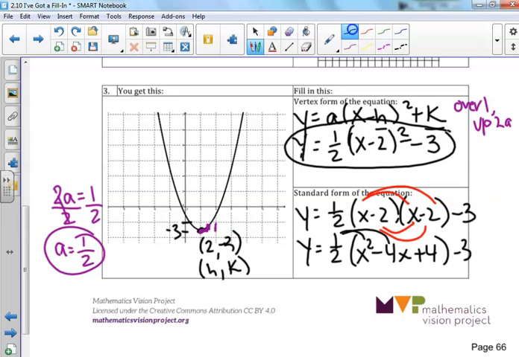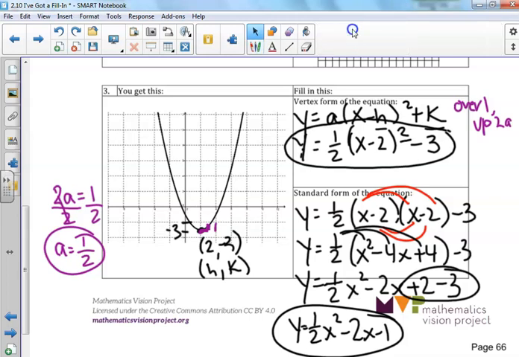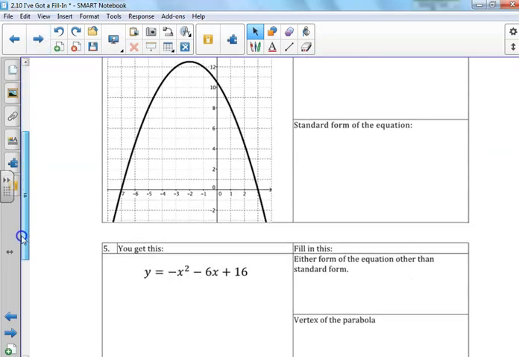Then we're going to distribute our 1/2 to everything in parentheses. We'll get 1/2 x² − 2x + 2 − 3. So let's now combine these like terms on the end, and our standard form would be y = 1/2 x² − 2x − 1. So we've now come up with the vertex form of the equation as well as the standard form of the equation.